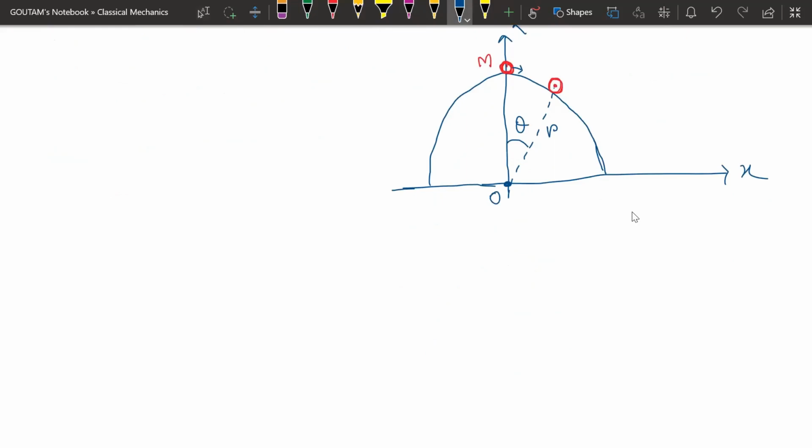So in that case, the equation of constraint will be r equal to a, since it is moving on the surface of the hemisphere. In that case, f corresponds to r minus a equals 0. So this is our equation of constraint.